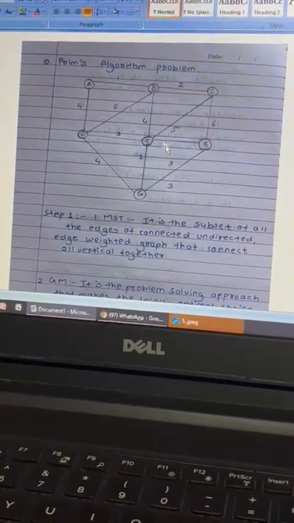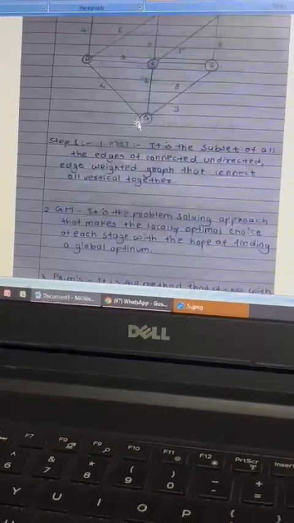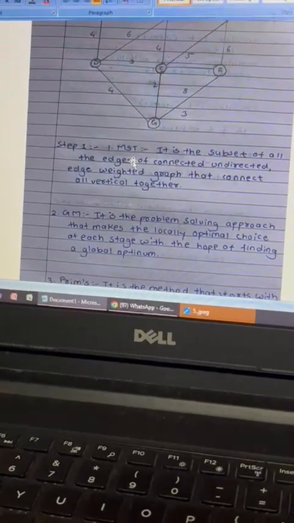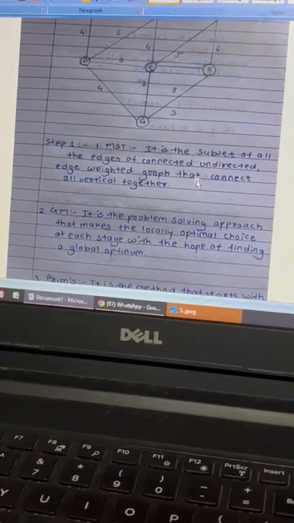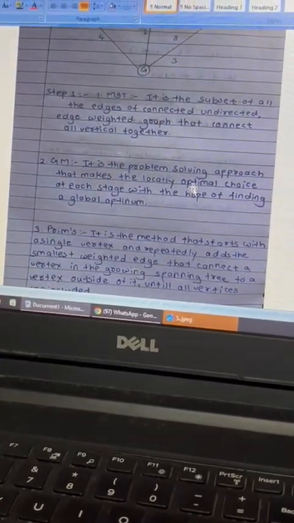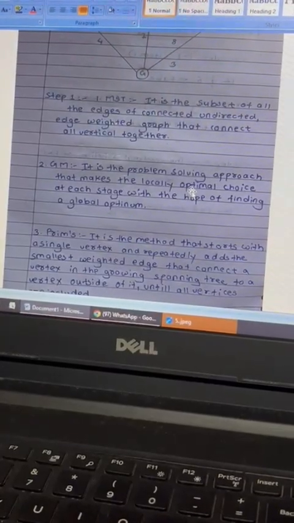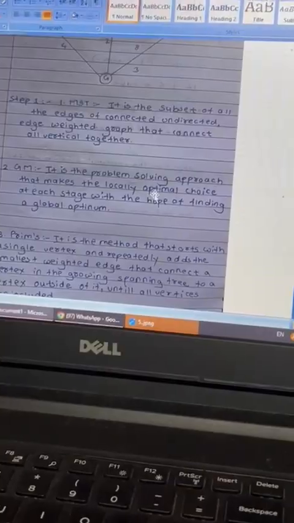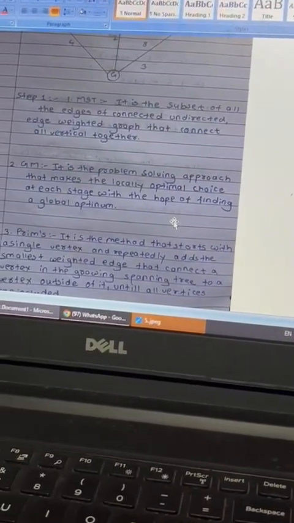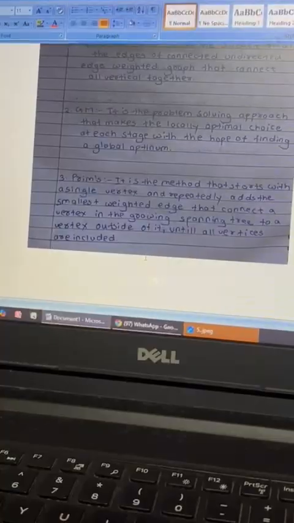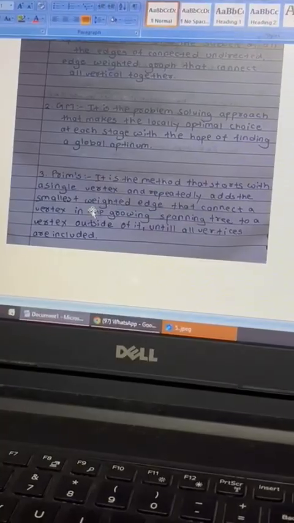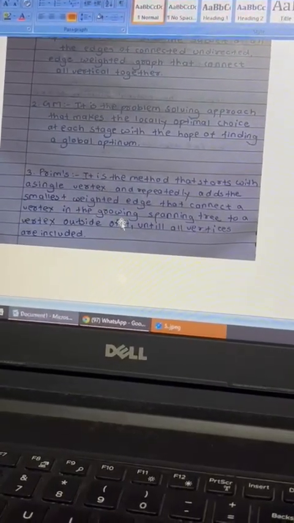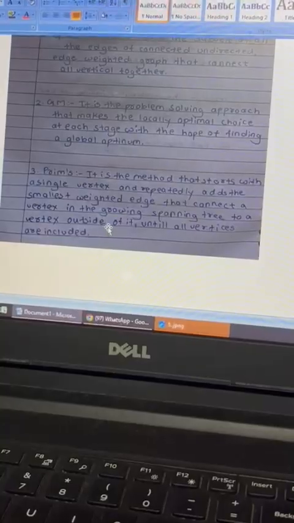These are the nodes connected to each other in the minimized format. Step 1, MST. It is a subset of all the edges of a connected undirected edge-weighted graph that connects all vertices together. Second one, greedy method. It is a problem-solving approach that makes the locally optimal choice at each stage, in the hope of finding a global optimum. Prim's is the method that starts with a single vertex and repeatedly adds the smallest weighted edge that connects a vertex in the growing spanning tree to a vertex outside of it until all the vertices are included.